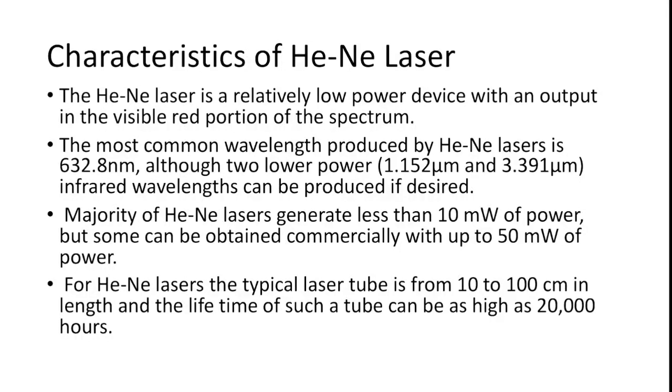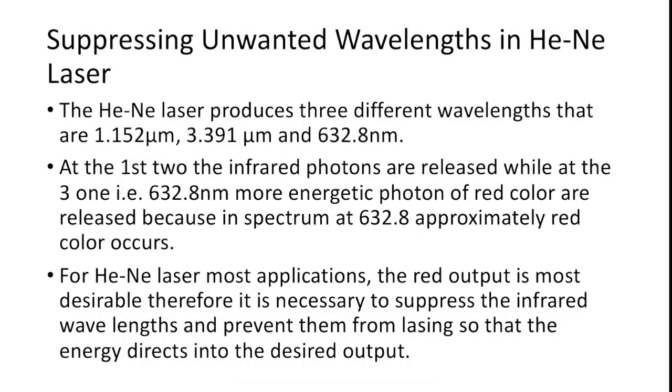So, suppressing unwanted wavelengths in the helium neon laser. The helium neon laser produces three different wavelengths: 1.152 micrometer, 3.391 micrometer and 632.8 nanometer. At the first two, infrared photons are released, while at the third one, more energetic photons of red light are released, because in the spectrum 632.8 approximately is where red color occurs.